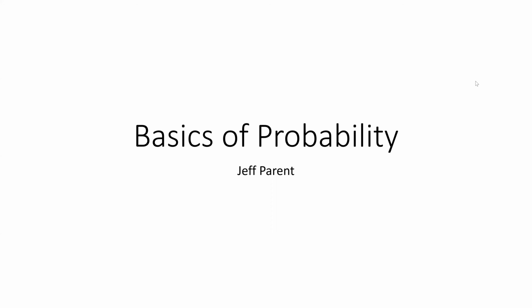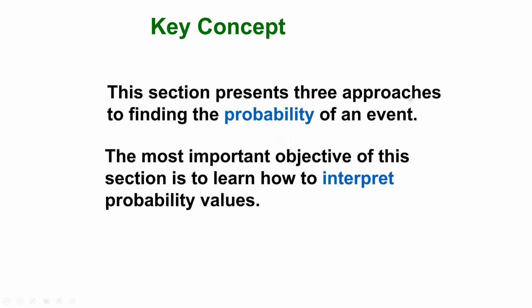Okay, so we're going to talk about probability and some of the basics of probability. Now, as we discuss things, we're going to go through 3 different means by which you can calculate or at least estimate the probability that something will happen. The probability really represents the likelihood of an event.